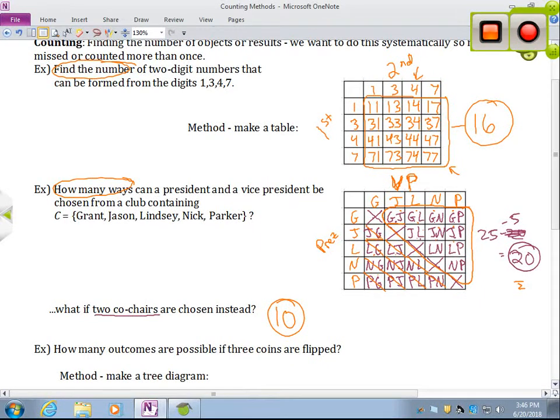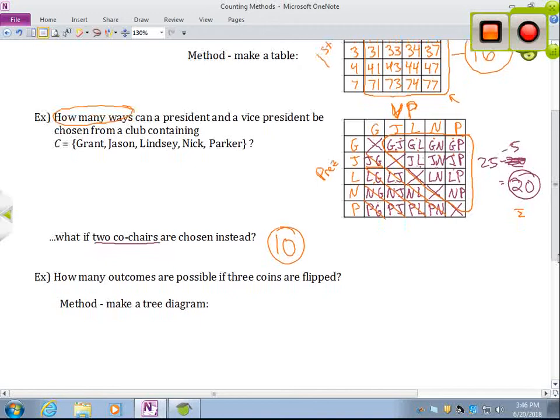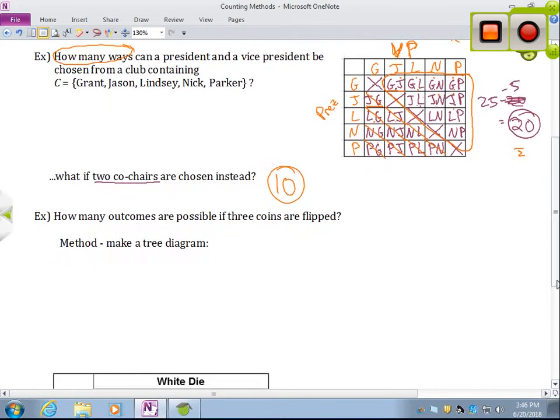So that's something we need to pay attention to. Not just are there any restrictions, but does the order that we name things make a difference? Do we have any duplicates in our table? If so, we need to get rid of those, okay?